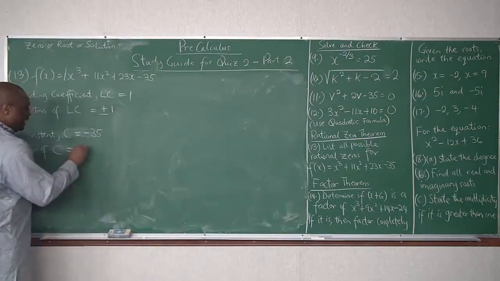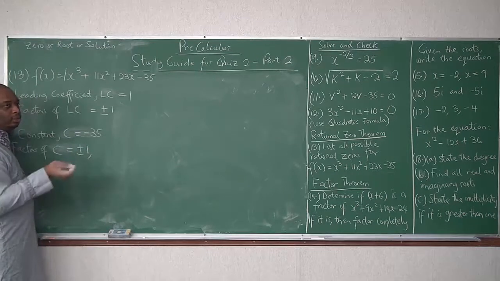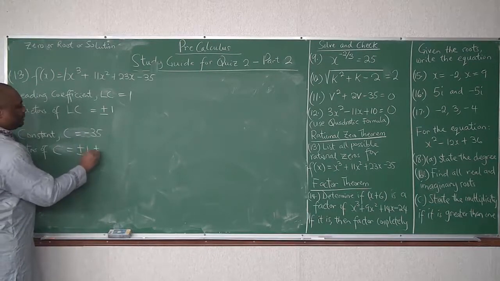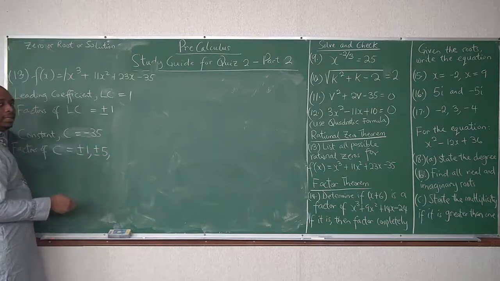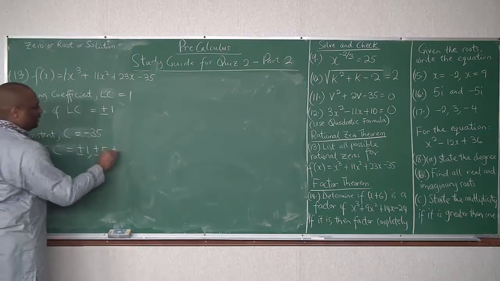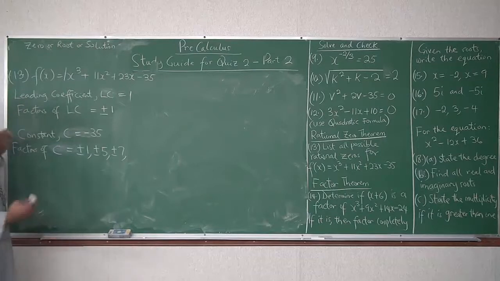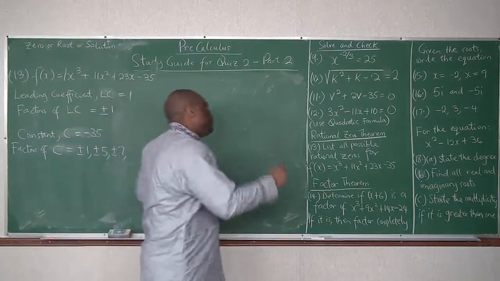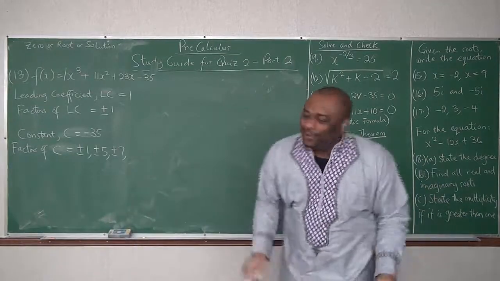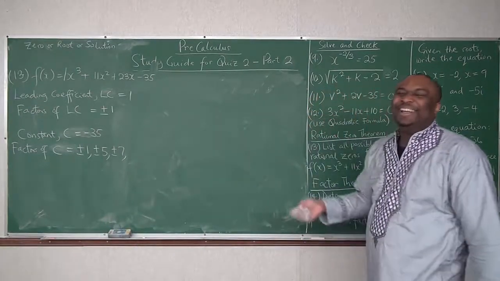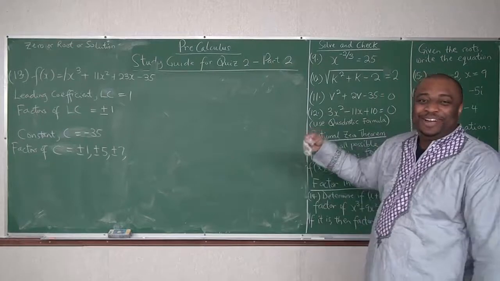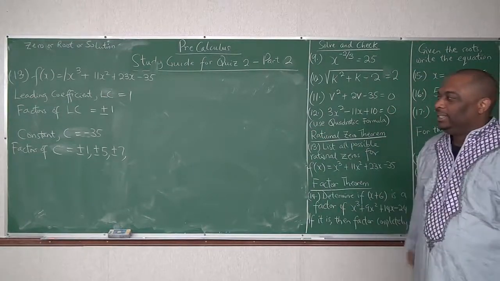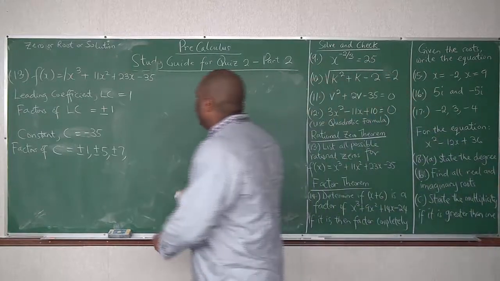You could have plus minus 1. 2 will not work. 3 will not work. 4 will not work. 5, plus minus 5. 6 will not work. 7, plus minus 7. 8 will not work. 9, 10, 11, 12, 13 will not work. So what next do you have after 5, 7? The next one is 35, plus minus 35.